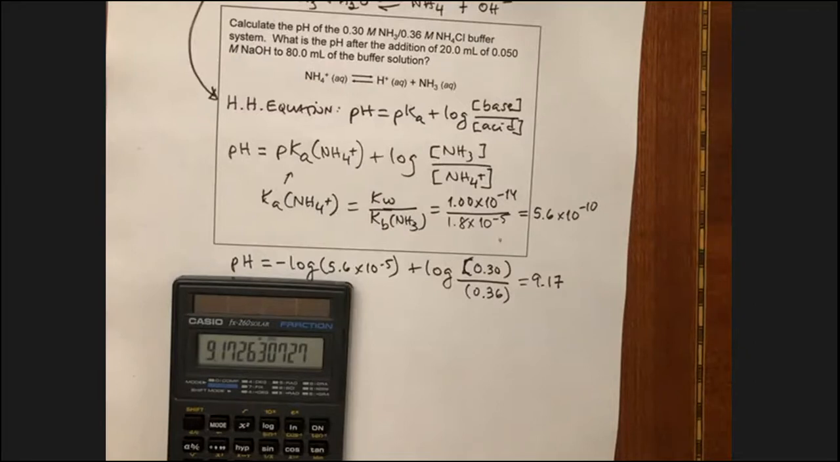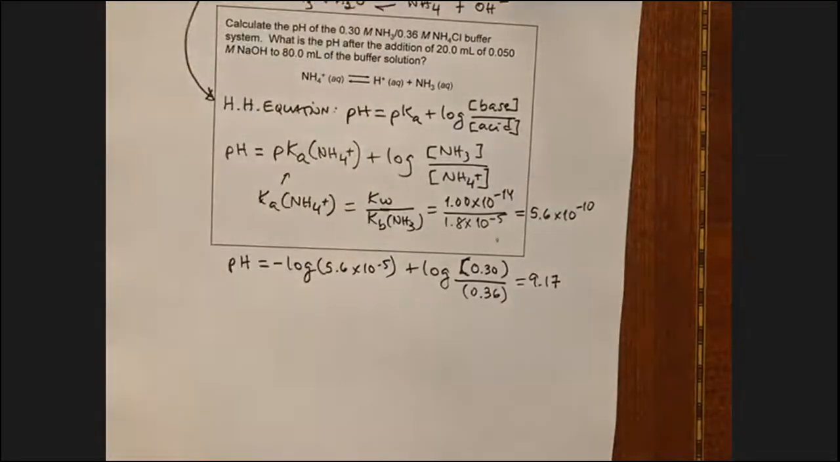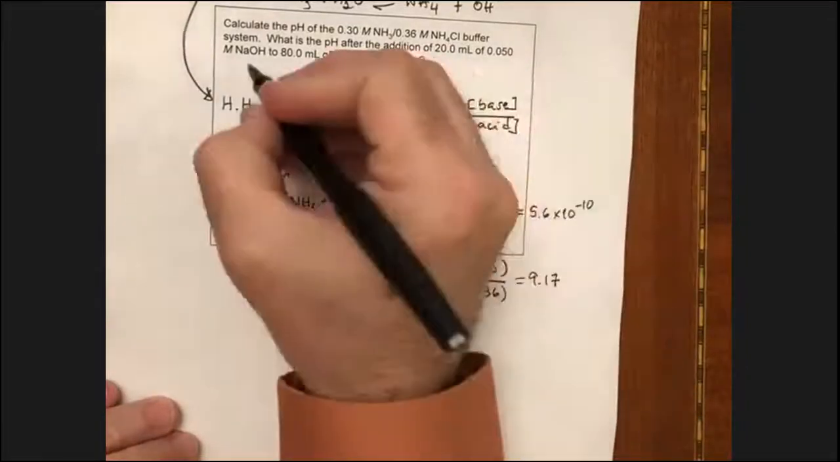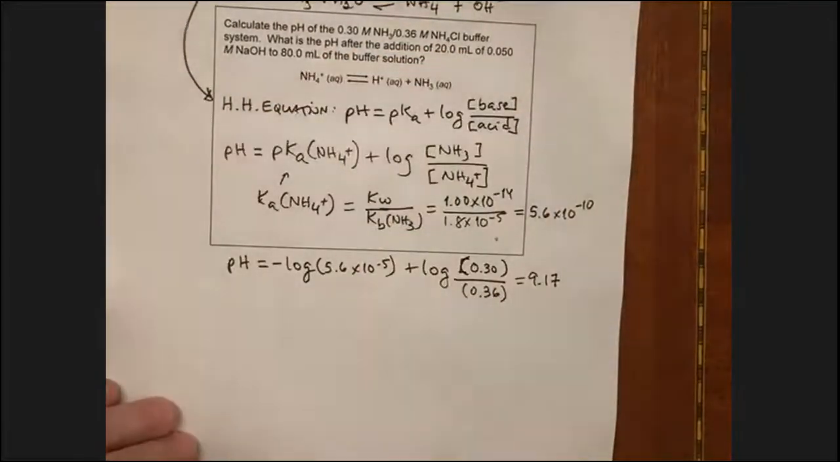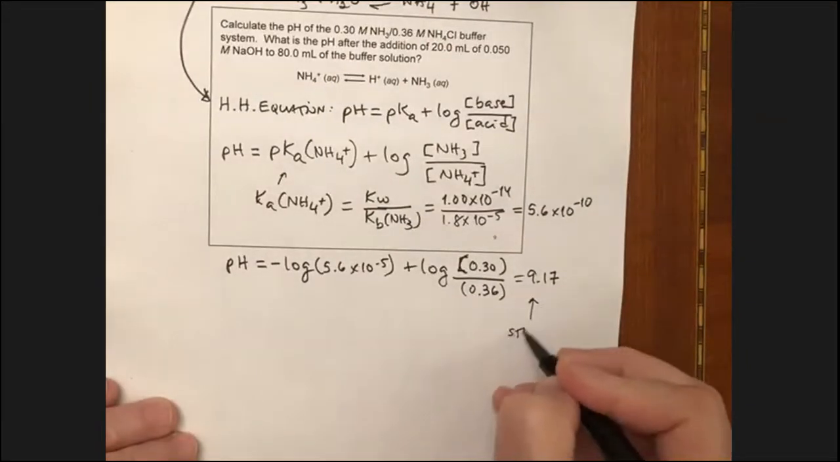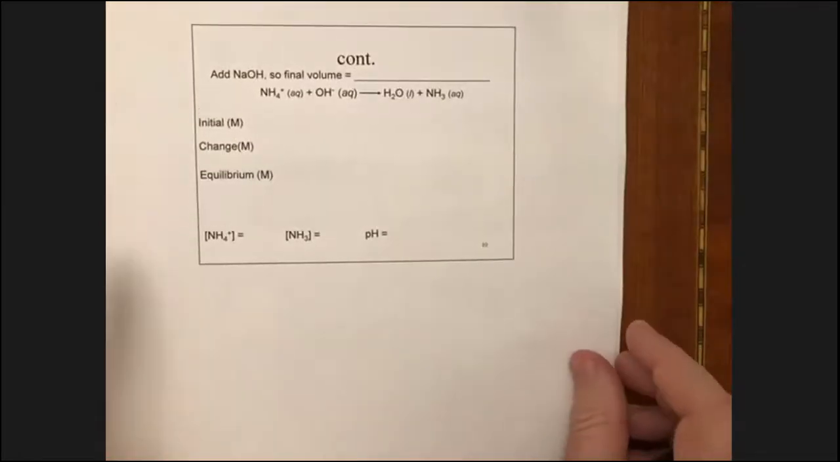All right, so that's the starting pH of our buffer. Now, the question was, what is going to be the pH after I add 20 milliliters of NaOH to 80 milliliters of the buffer solution? Okay, so this is where I start. If you go to your next slide, you're going to see something that looks like this, correct?